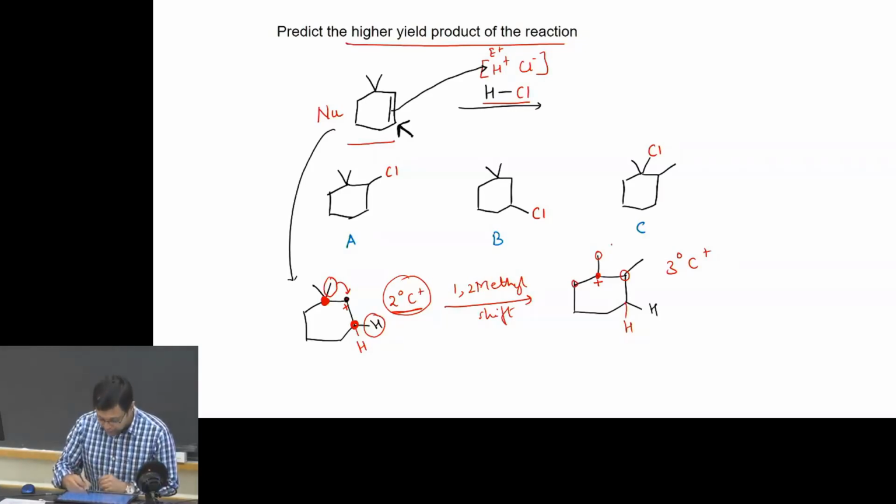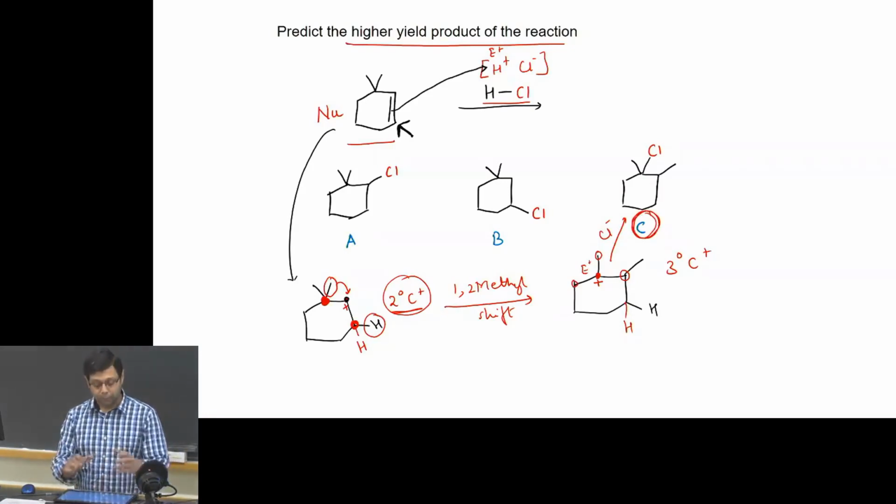And if this now reacts with Cl minus, which is the nucleophile in the second step, this is the electrophile, the carbocation, the product you will get is option C. Right. So the major product of this reaction would be option C.